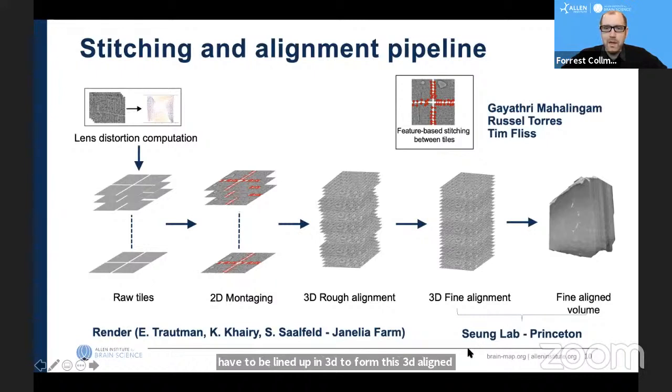And we collaborate both with Janelia Farm, who helped us set up the software infrastructure that backs this image processing pipeline, as well as Sebastian's lab at Princeton, who really put the final touches on the fine alignment step of the algorithm to make the images really coherent in 3 dimensions.